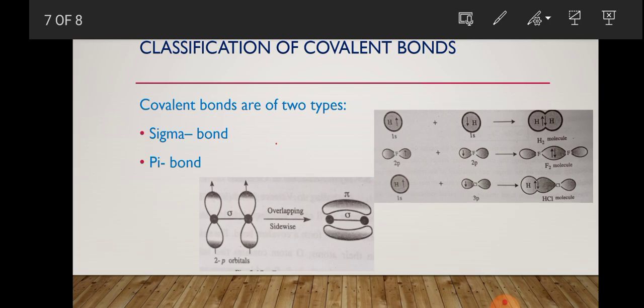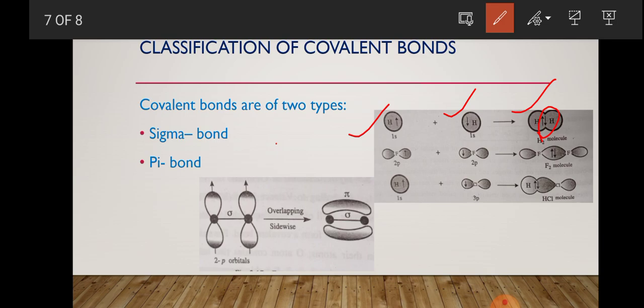Commonly, two s orbitals, one s orbital and one p orbital, and two p orbitals can overlap head to head along their axis to form a sigma bond. Look in the figure, please. Here, s orbitals of two hydrogen atoms overlap head to head, and maximum overlapping occurs here and forms the hydrogen molecule.